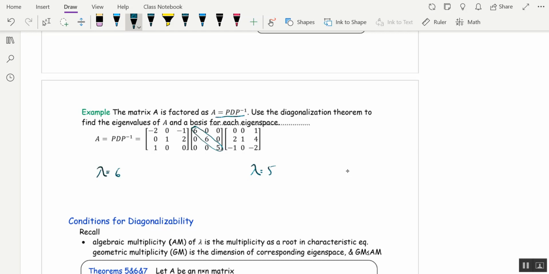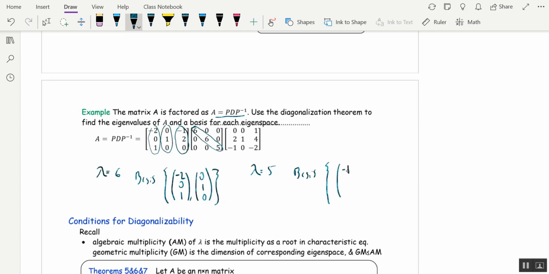Now, there are 2 eigenvectors corresponding to lambda equals 6. Since the 6's are in the first 2 columns of D, these 2 vectors form a basis for the eigenspace corresponding to lambda equals 6. So we'd want negative 2, 0, 1, comma, 0, 1, 0. And for lambda equals 5, a basis for the eigenspace would just be that last column vector, negative 1, 2, 0. And in order to answer this question, I didn't even need to know what P inverse was.